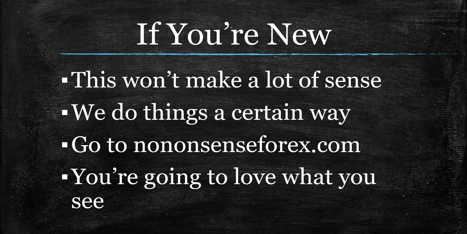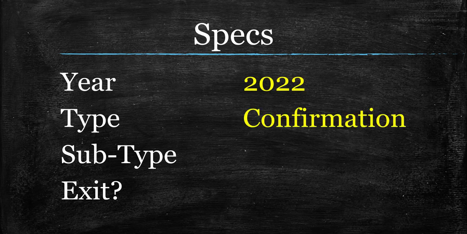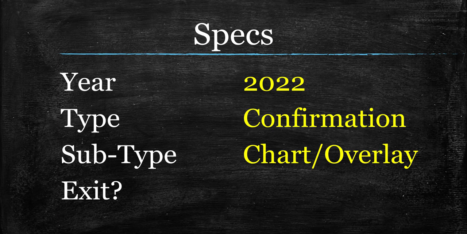Let's go ahead and get into the specs of the trend direction indicator. So the year here is going to be very recent, in 2022. This is going to be a confirmation indicator, of course, and it's going to be a chart overlay indicator, which I like doing sometimes. We do so many zero crosses, so many two lines crosses. I like these. I think there's good utility here, and there's greater possibilities in my mind to be able to use these as exit indicators too.